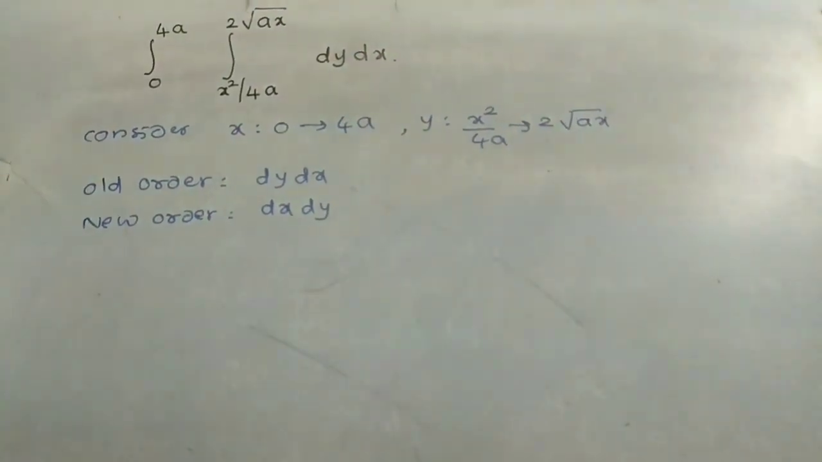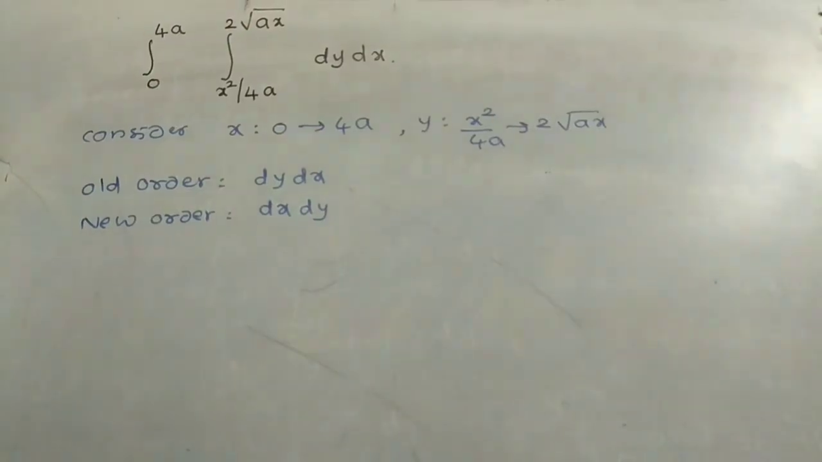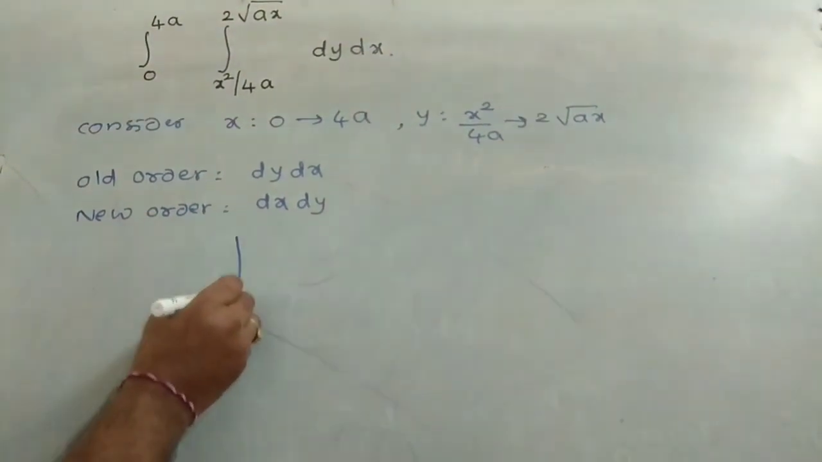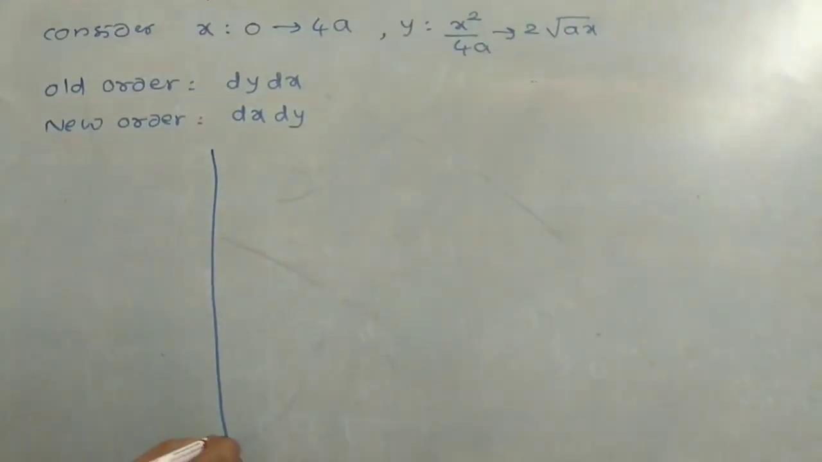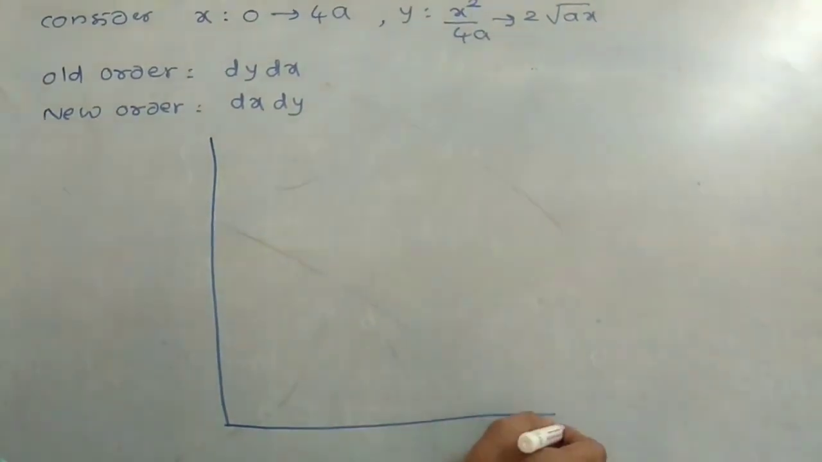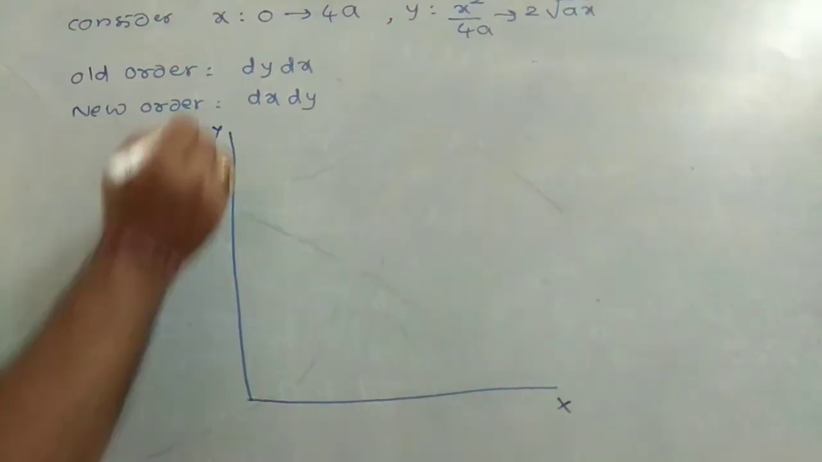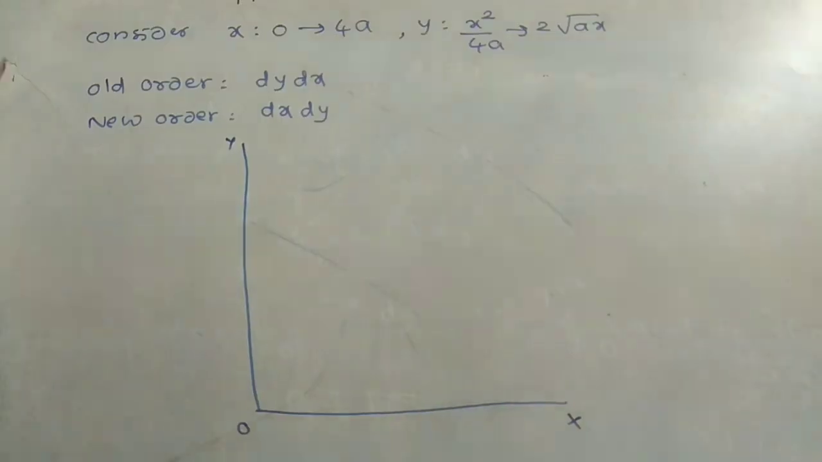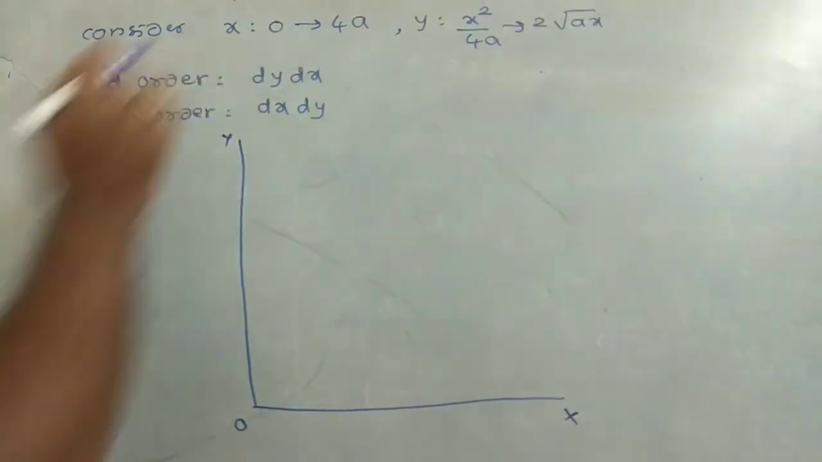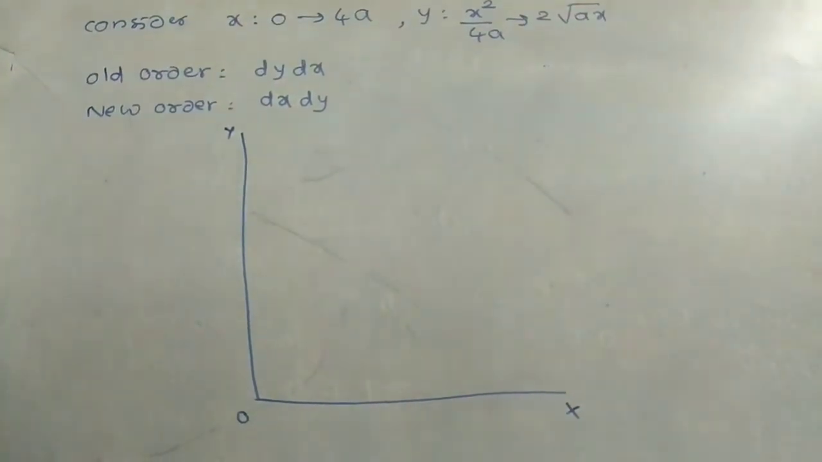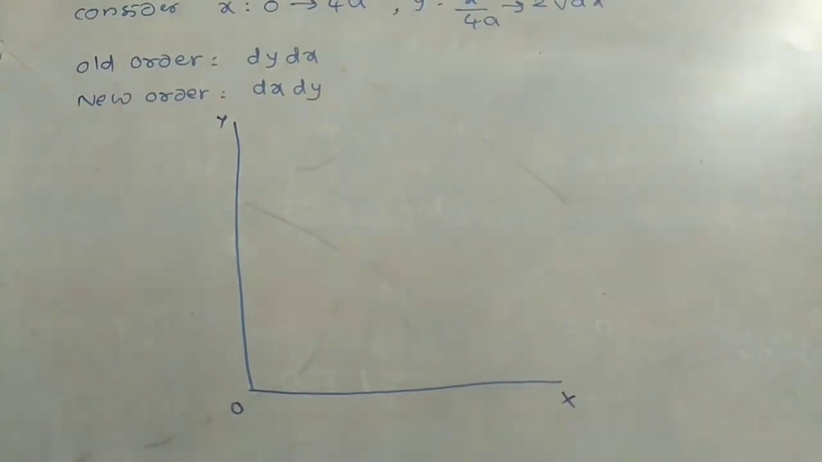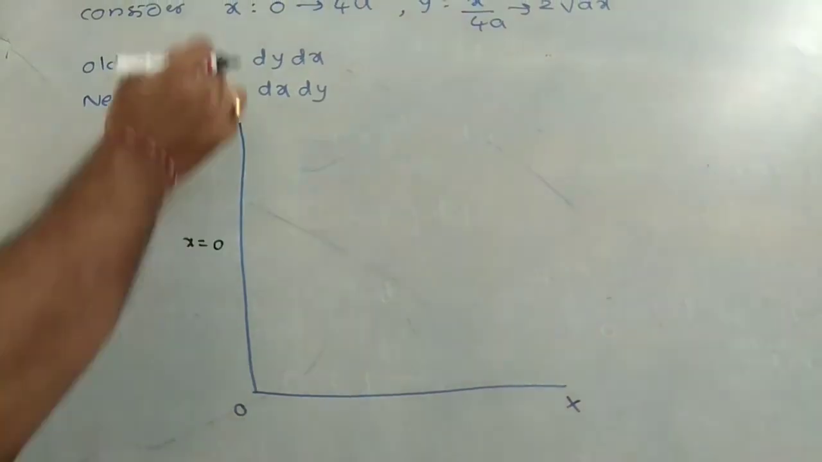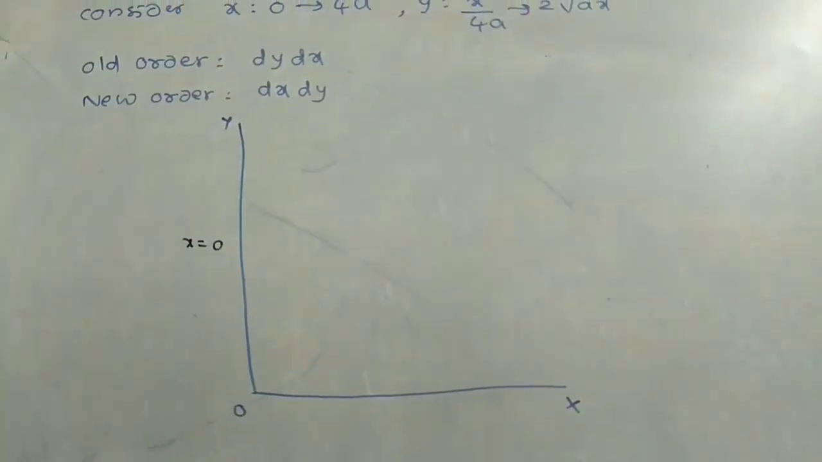Now, in order to change the order of the integration, again the same process. First you construct a diagram. So I am constructing a diagram. This is your x-axis and here it is the y-axis and this is your 0. Now look at the first x limit. What do you think about x equal to 0? That x equal to 0 lies completely on the y-axis. So you write down x equal to 0, the complete y-axis.